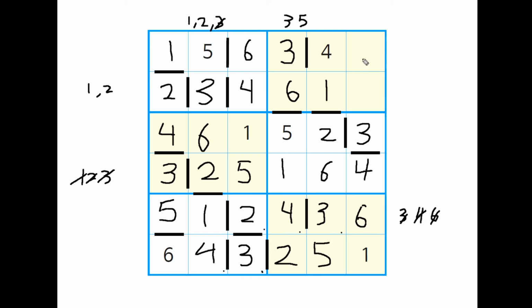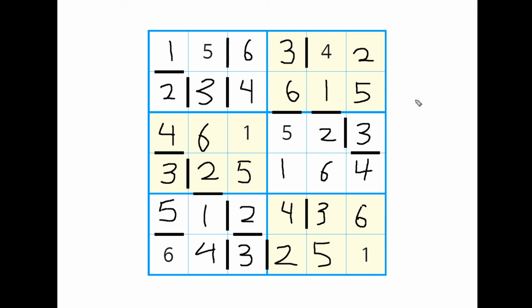And lastly, in this last column, we're missing the numbers 2 and 5. Well, due to the number 5 in the first row, 5 must be placed here and the 2 goes here. Now it looks like we've completed the puzzle.